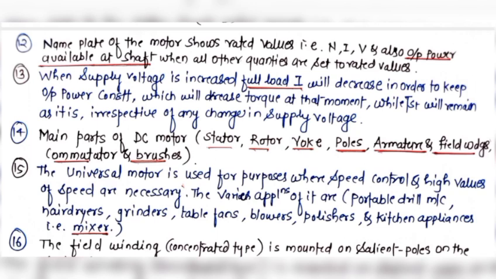Main parts of a DC motor: stator, rotor, yoke, poles, armature and field windings, commutator and brushes. The universal motor is used for purposes where speed control and high values of speed are necessary. The various applications of it are portable drill machines, hair dryers, grinders, table fans, blowers, polishers, and kitchen appliances, for example, a mixer.